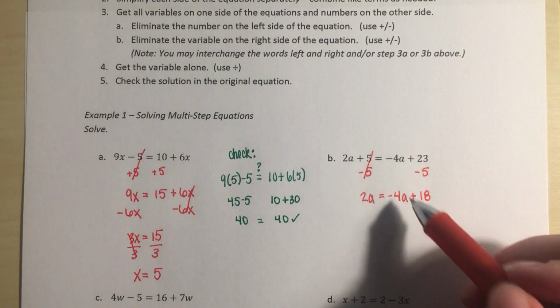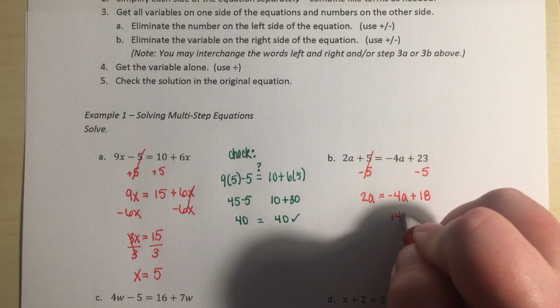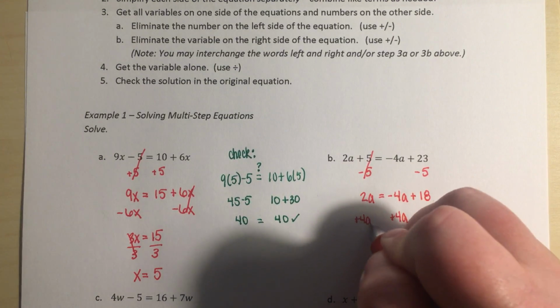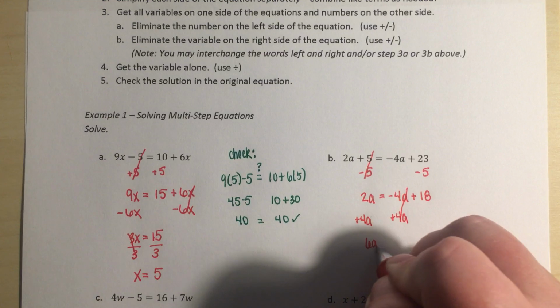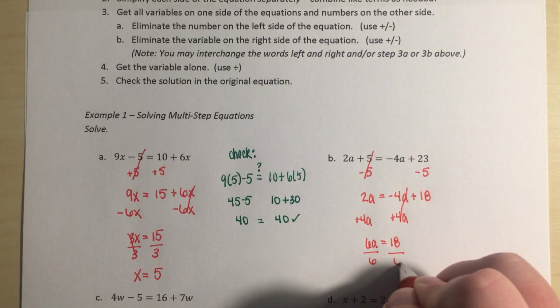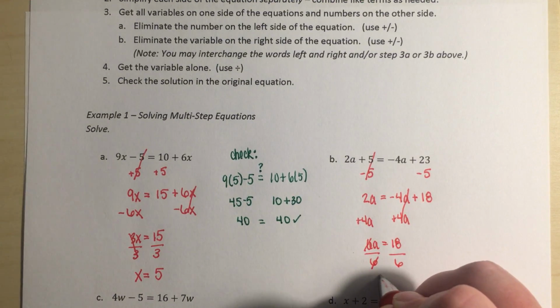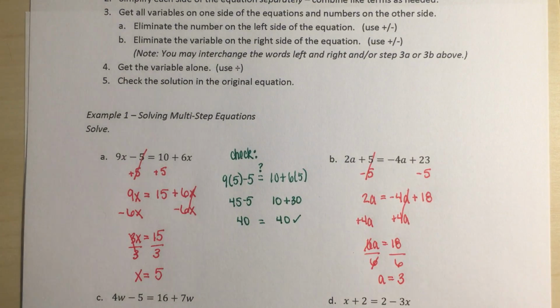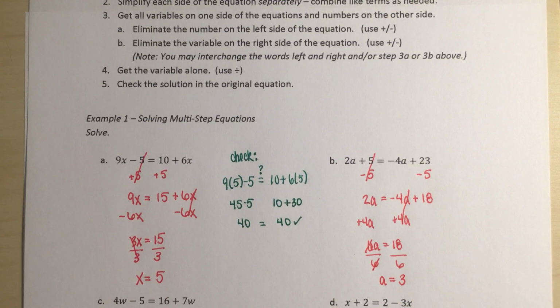Now we're going to get rid of our variable on the other side. So we're going to add 4a to both sides. 6a equals 18. Then we're going to divide both sides by 6. A equals 3. 18 divided by 6 gives us 3. So we got rid of the number on one side, then the variable on the other, and then we divided to finish it off. As you're going through these, again, it doesn't matter which one you choose, variable or number first, right or left first, right? As long as we get rid of one on one side and one on the other side.